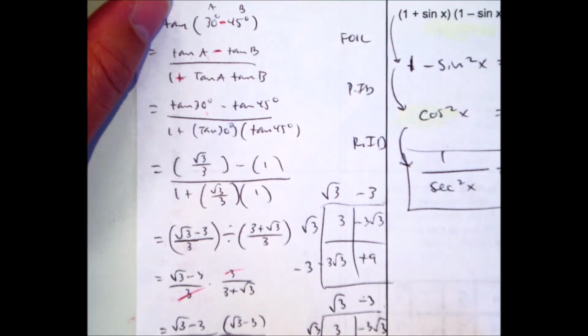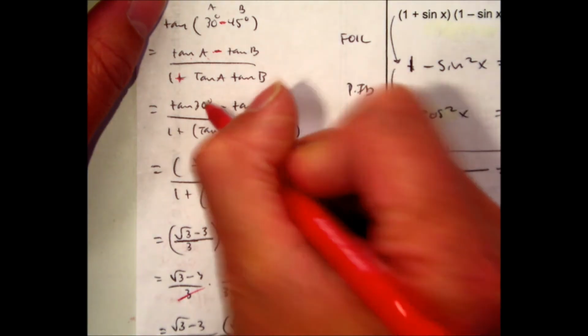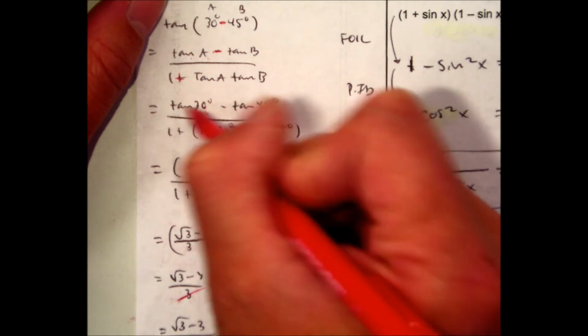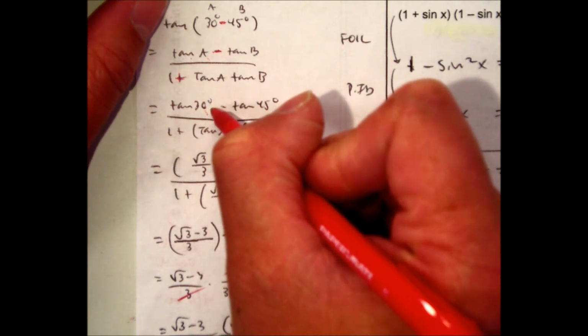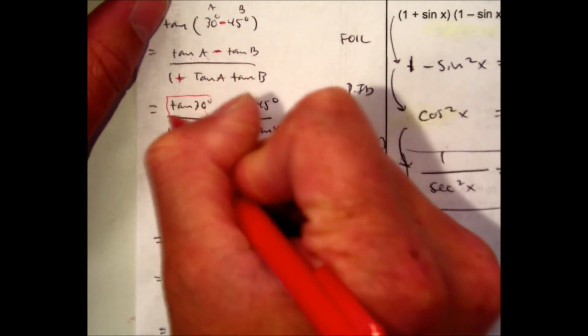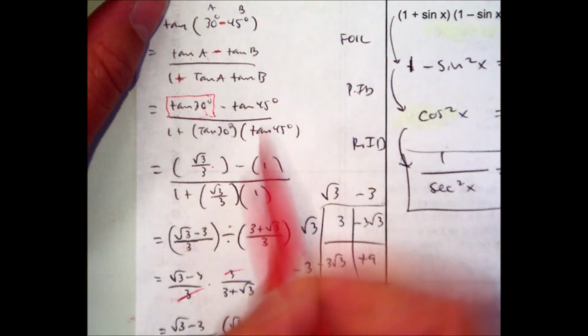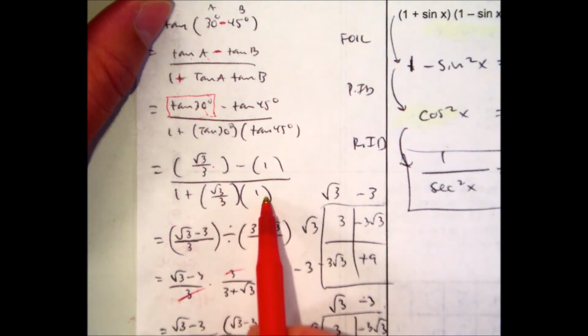Okay, here's the easy way to know a student doesn't understand what to do. If they evaluated a tangent of 30, if on your paper you have tangent of radical 3 over 3, that's incorrect. You're doing a substitution. Tangent of 30 can be evaluated as radical 3 over 3 minus 1 over 1 plus, just use the same value, radical 3 over 3 times 1.